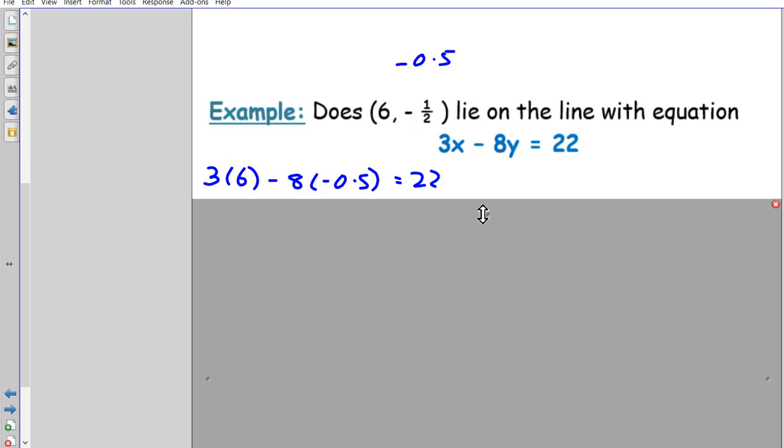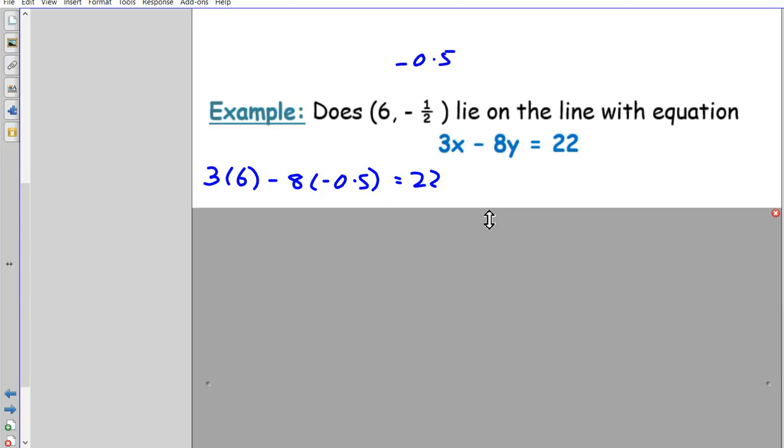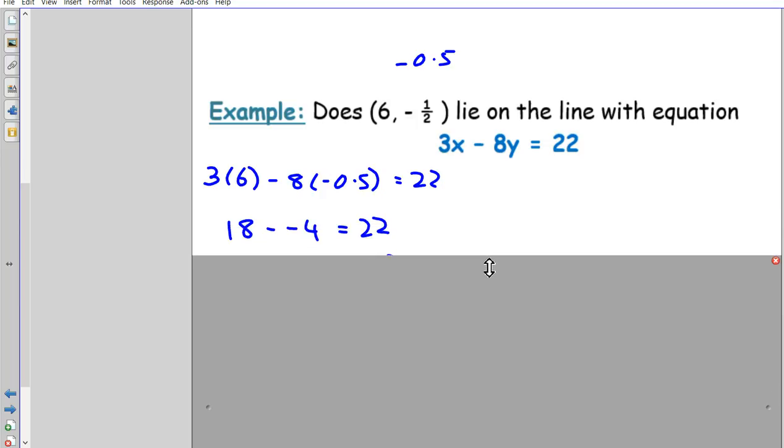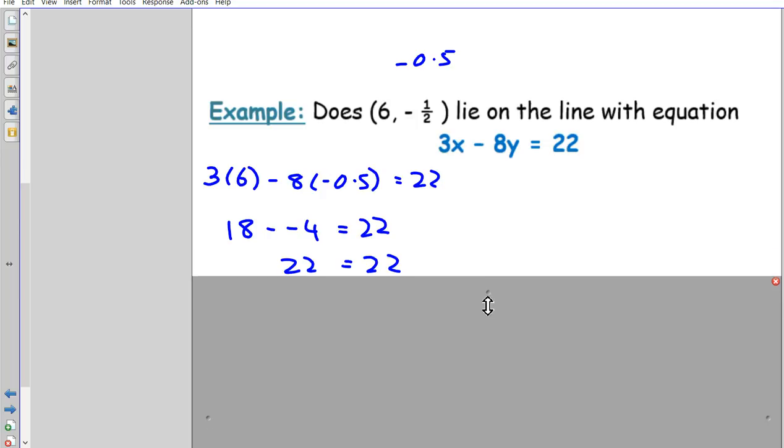Show your initial substitution step, very important. Then 3 times 6, what's that? What's 8 times negative a half, and does it equal 22? 8 times negative a half is just negative 4, it's half of 8. So 18 minus negative 4 can be rewritten as 18 plus 4, and 18 plus 4 is 22.